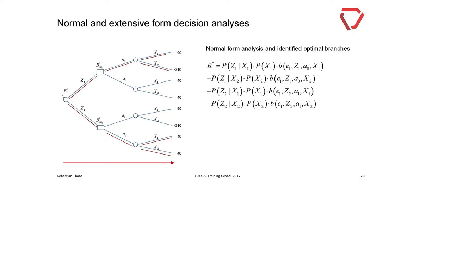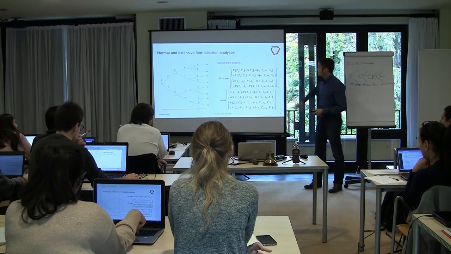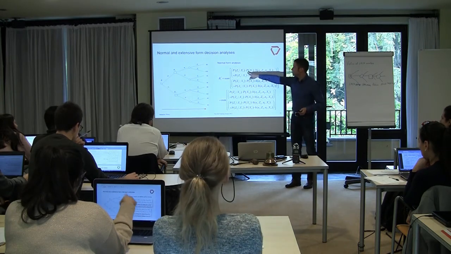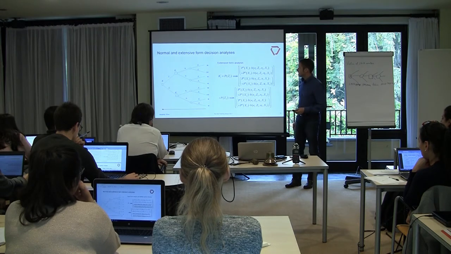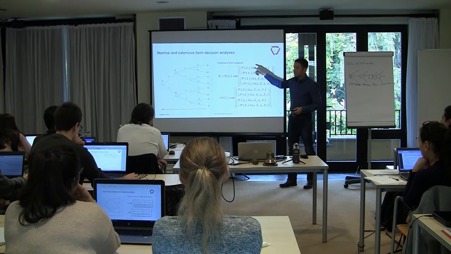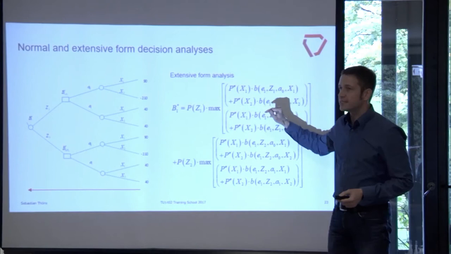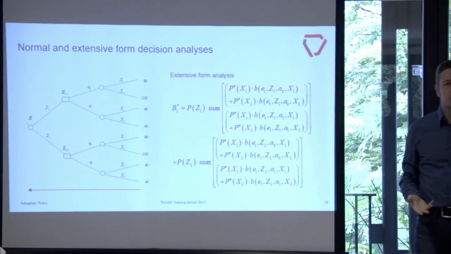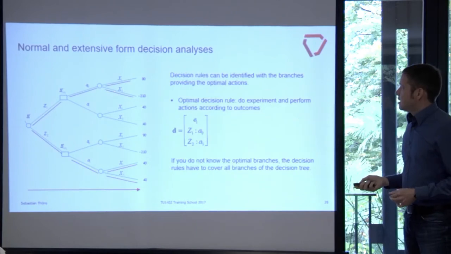And if we do not know the decision rules leading to optimality, we would have this expression. But we see that we do not have Bayesian updating in here. So we don't have to update in the normal form analysis. Actually, in the extensive form analysis, we are first dividing by the probability of Z1. And afterwards, we are multiplying with the probability of Z1, so that's maybe one operation too much.